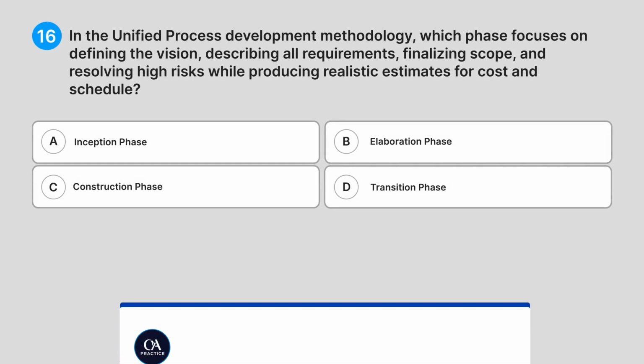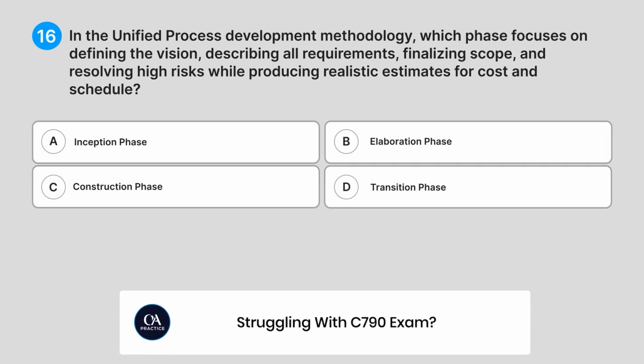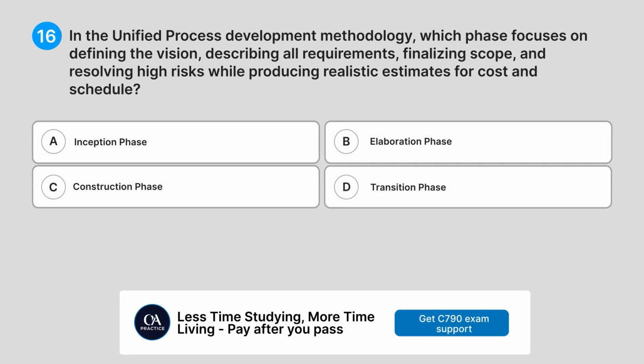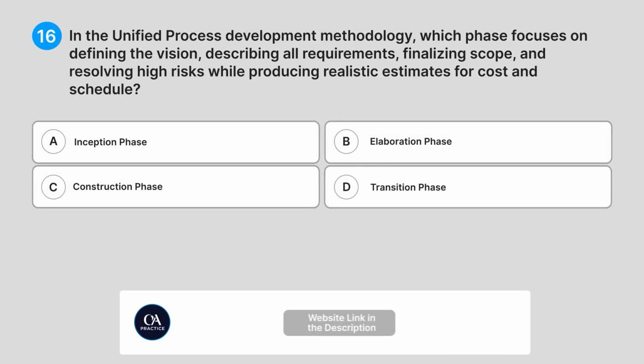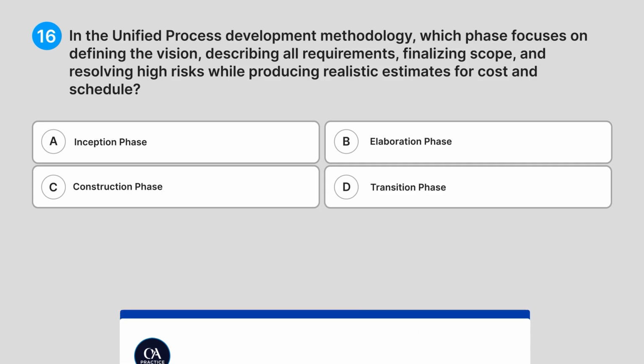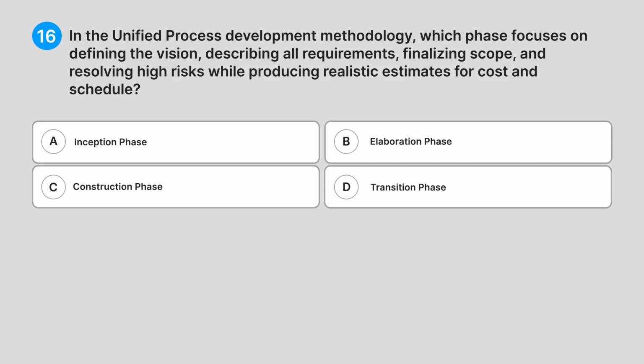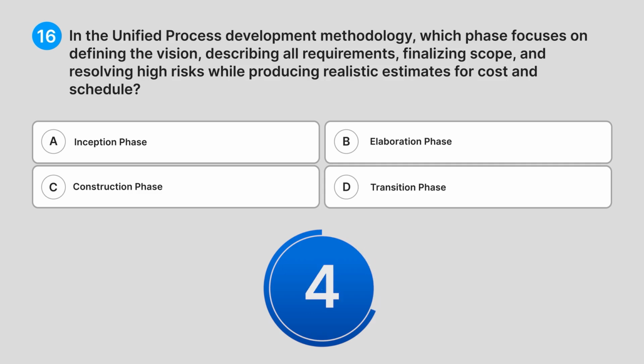16. In the Unified Process Development methodology, which phase focuses on defining the vision, describing all requirements, finalizing scope, and resolving high risks while producing realistic estimates for cost and schedule? A. Inception phase. B. Elaboration phase. C. Construction phase. D. Transition phase. Do you know the answer?